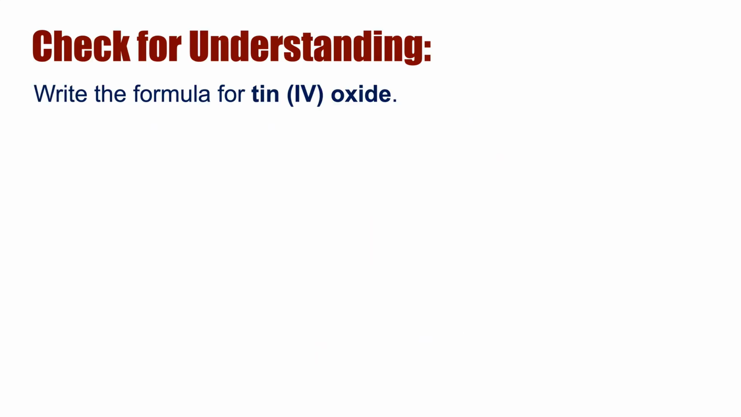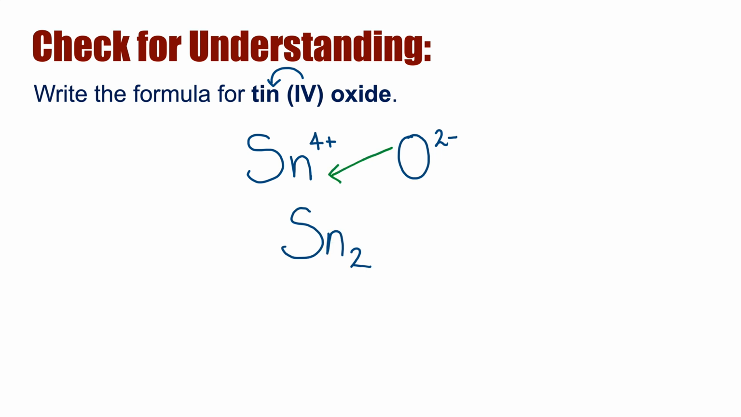All right, so you can check for understanding, write the formula for tin(IV) oxide. That Roman numeral 4 tells me that tin is taking on a charge of positive 4. Oxide is going to be oxygen with a charge of negative 2. Now I can go through and do the crisscrossing. I know that tin needs to have a subscript of 2 next to it, and oxygen needs a subscript of 4. I check my subscripts.